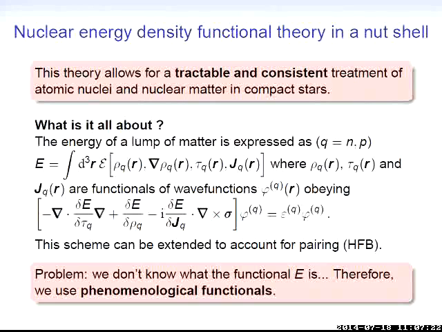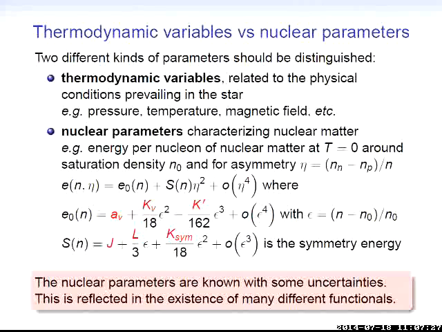At this point, I would like to emphasize the distinction between different kinds of parameters, or variables. There are parameters related to the conditions prevailing in the star, like the temperature, the pressure, and the magnetic field. These are given by the physical conditions. And there are also some nuclear parameters that we have already heard a lot about this week, which characterize the properties of homogeneous infinite nuclear matter. In general, these coefficients are introduced at T equals zero. There is a symmetry energy when one expands the energy per nucleon as a function of isospin asymmetry. This symmetry energy itself can be expanded as a function of density, and one introduces these coefficients J, the symmetry energy at saturation, and L, and one can go on with the expansion.